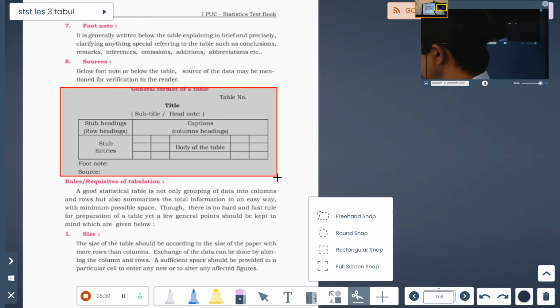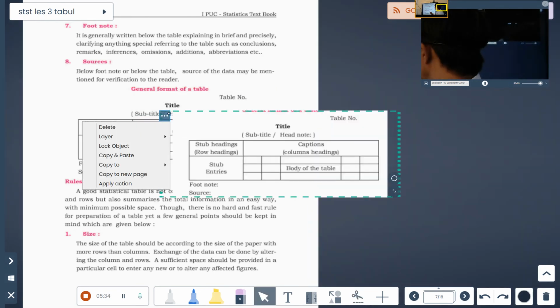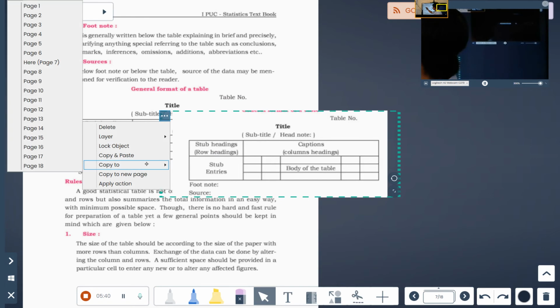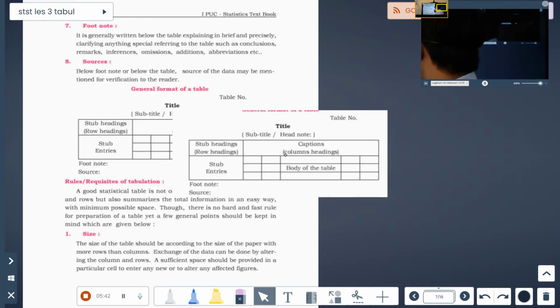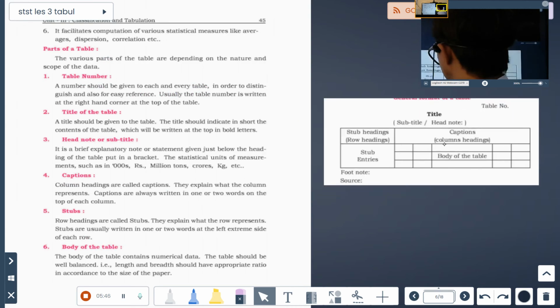Okay, I'll clip it. Okay, I've clipped it and I'll take it to page number 6. Okay, I'll remove it from here. Okay, I'll delete it.